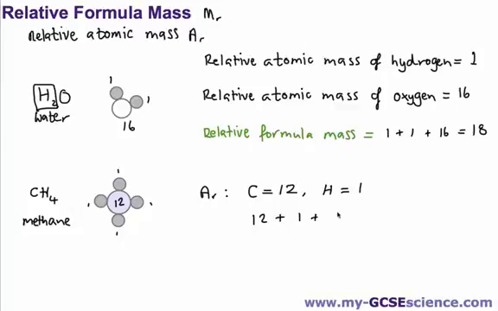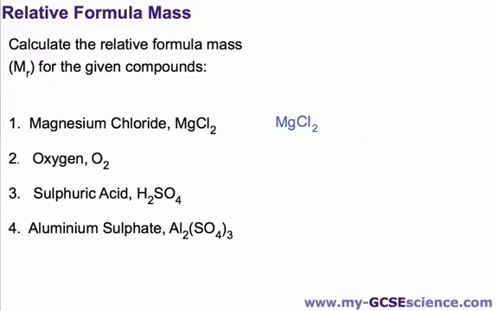So it's just a question of saying 12 plus 1 plus 1 plus 1 plus 1, and a simpler way to do that, I guess, would be just to say 12 plus 4 times 1, and that would be 16. So the relative formula mass for methane is 16. Again, remember, no unit.